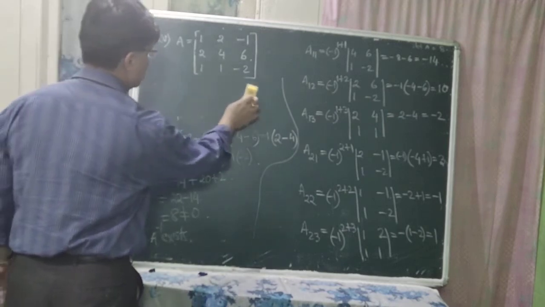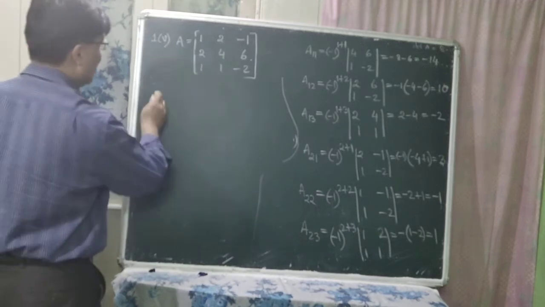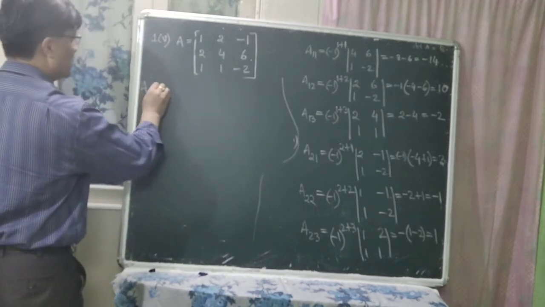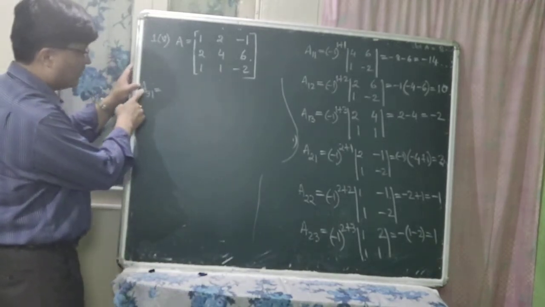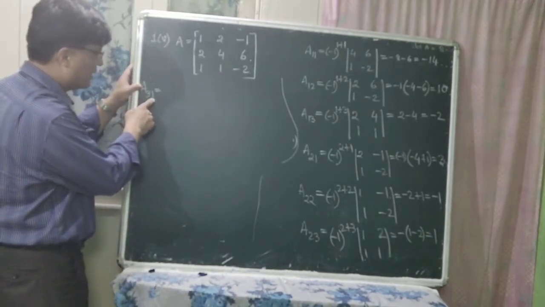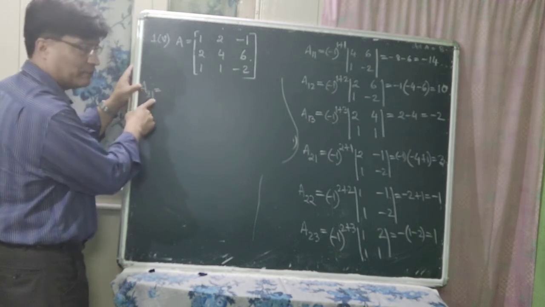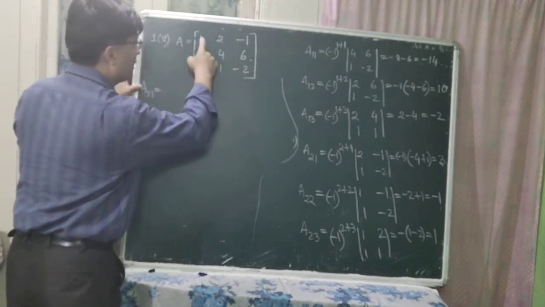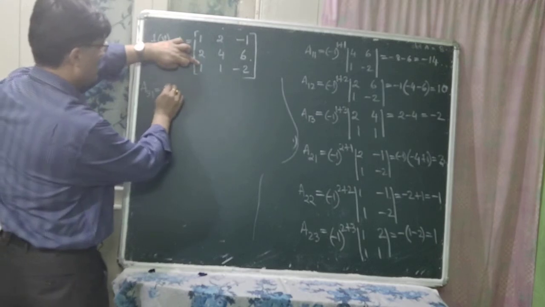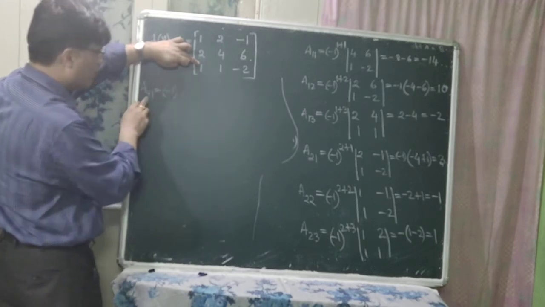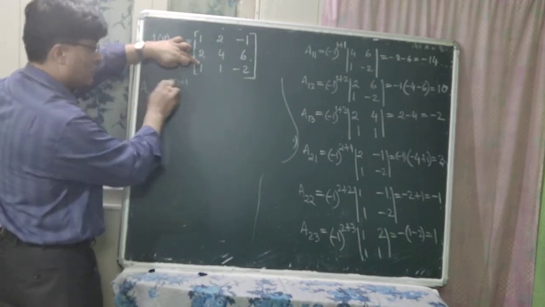The next one to be calculated is A31. What is meant by A31? Cofactor of the element belonging to the third row and first column. That is 1. You have to get the cofactor of 1. Let us consider the sign: minus 1 whole to the power 3 plus 1.